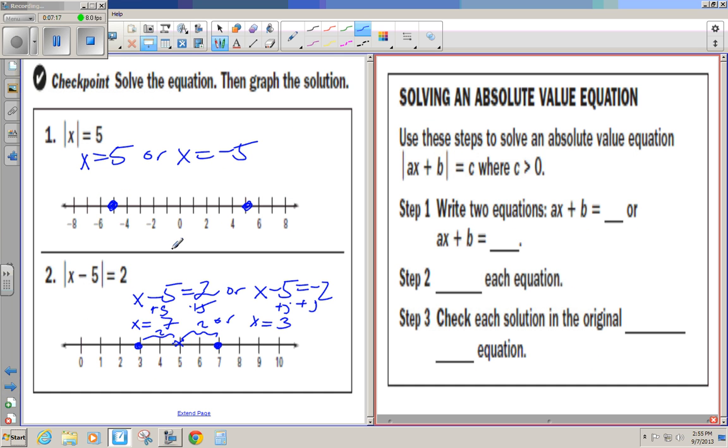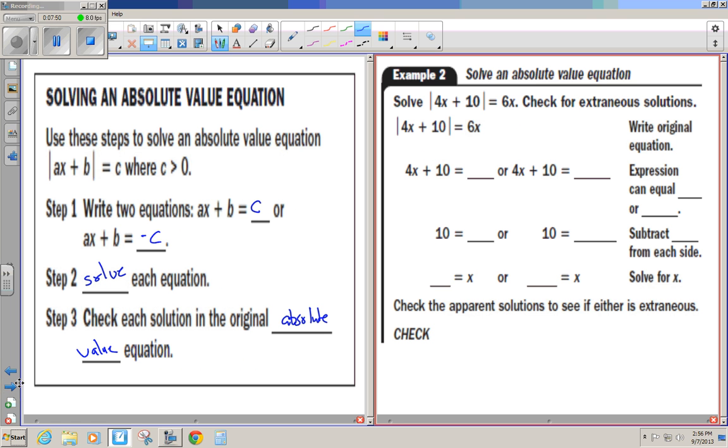All right, solving an absolute value equation. If you have an equation, just like we did here, write two equations, ax plus b equals c, or ax plus b equals the opposite of c. Then you solve each equation, and then you check each solution in the original absolute value equation. And you just plug it right back in. So, here's an equation.